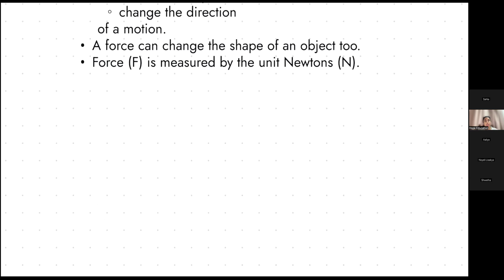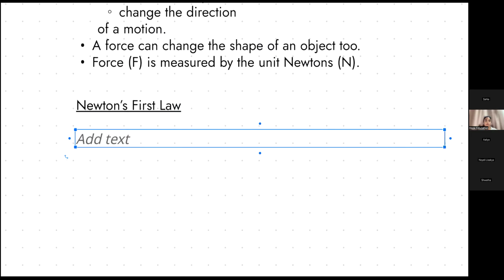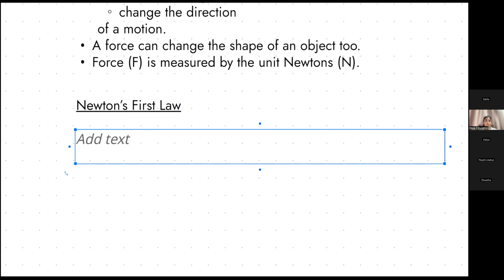So please put a topic: Newton's first law. Let's write the first law, then we can talk about it later. We can write the law and then we'll talk about it.